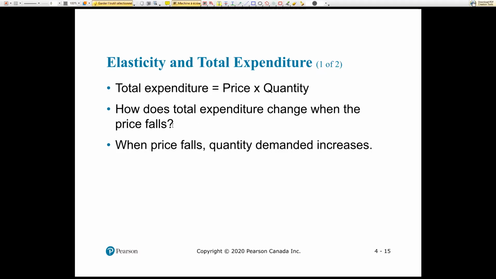And then an interesting question we can ask is, how does total expenditure change when the price falls? So let's start thinking intuitively. Imagine that the price was $1 million for, I don't know, oil. And then it falls to, let's say, $10. How is that going to affect total expenditure?